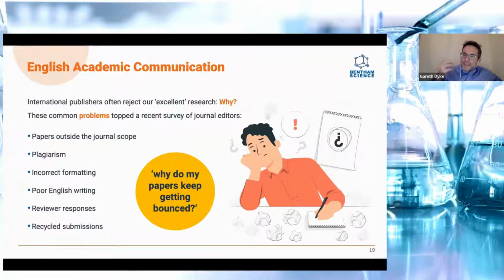Of course, one of the key skills to develop as an academic researcher is the ability to bounce back from rejection. Top problems that international journals have with our research: papers outside the scope, plagiarism, incorrect formatting, poor English writing, reviewer responses, and recycled submissions. The number one reason, unfortunately, and we're living in a fantastic time with all the AI tools, all of the opportunities for non-native speakers to get their work up to publishable standard in English language journals, is English language.